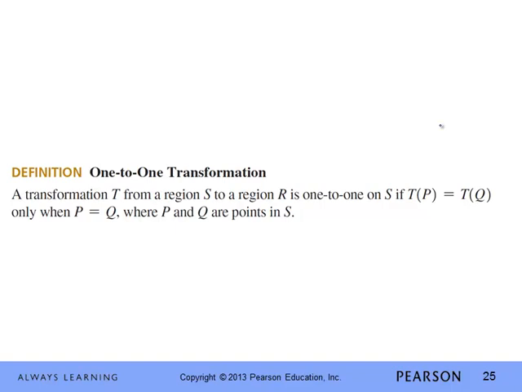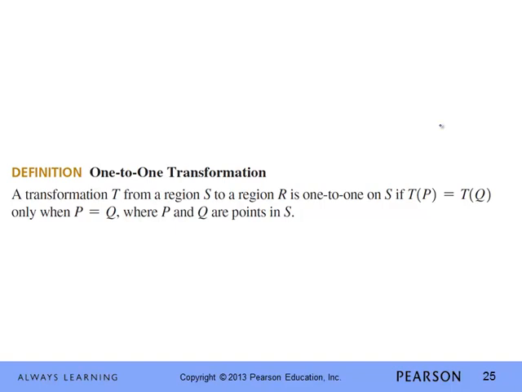Remember what one-to-one functions are? That basically means that your function does not map anything from the domain to, well, everything in the domain gets mapped to a unique item in the range. That's really what a one-to-one transformation is.